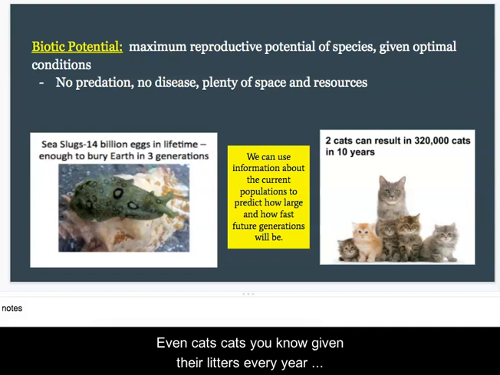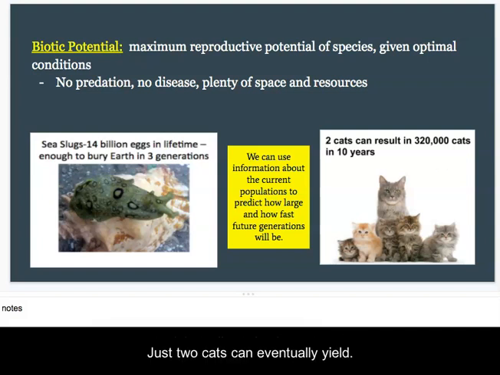Even cats. Cats, given their litters every year, and those litters having litters of their own and so on, just 2 cats can eventually yield 320,000 cats in 10 years. That's pretty insane. But that's the idea of biotic potential.